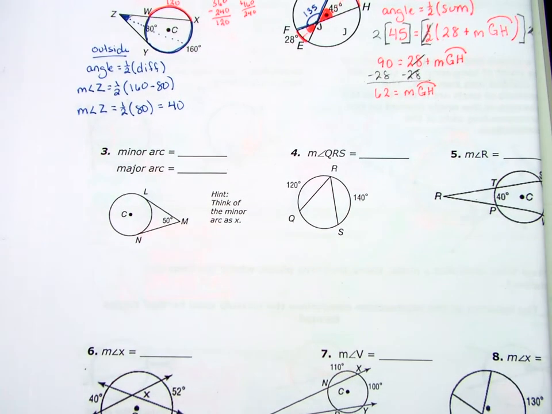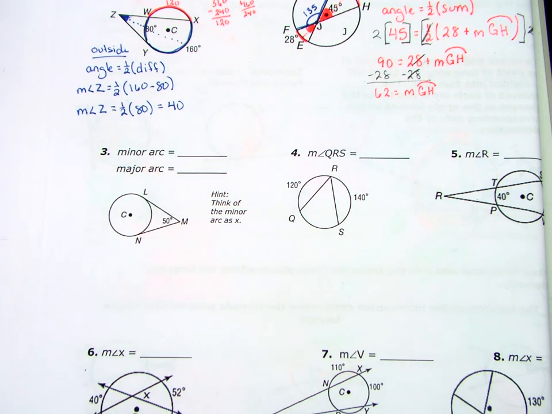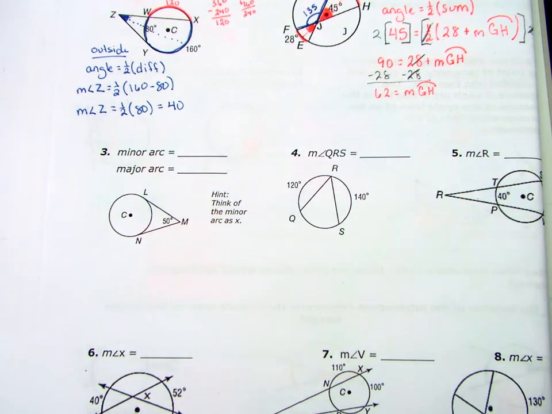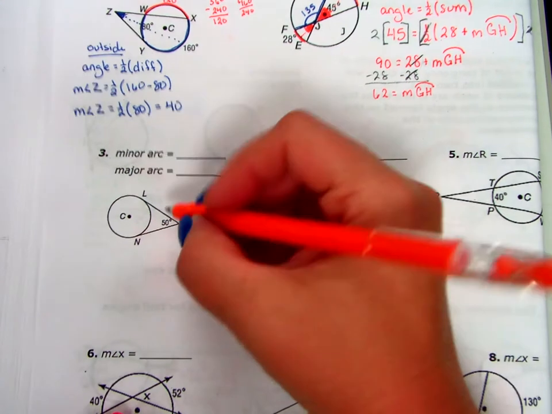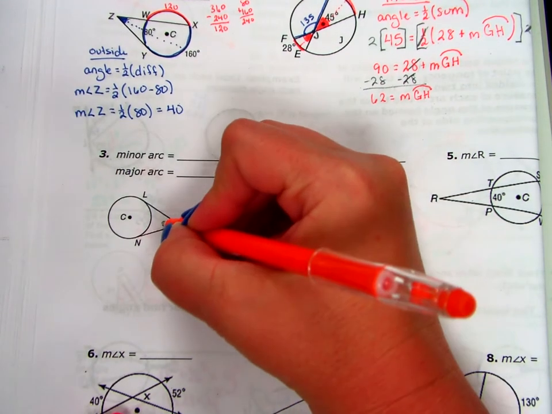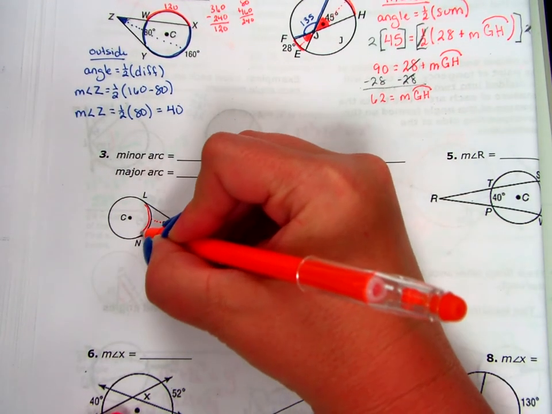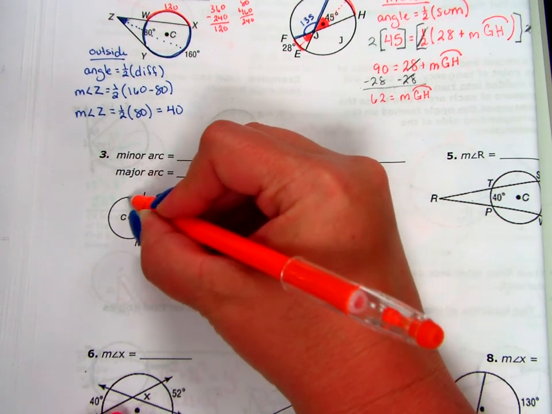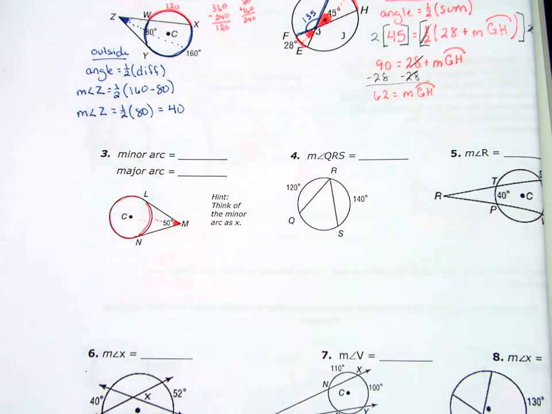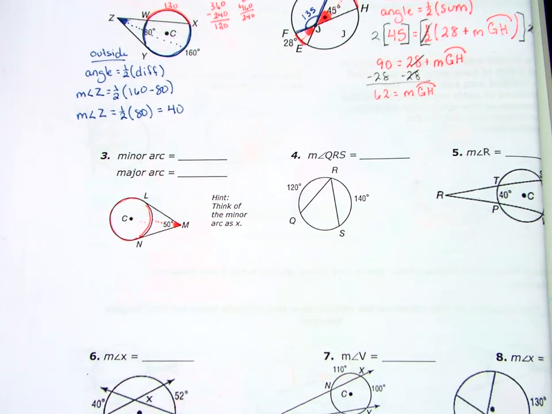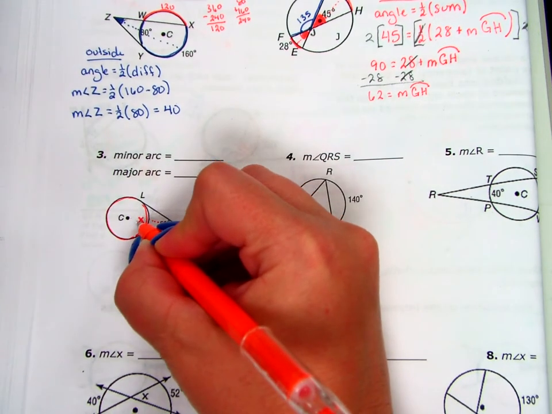Number 3. It wants me to find the minor arc and the major arc that are formed by these two external tangents, or tangent segments. Okay? And then it also gives me a hint. It says to think of the minor arc as x. That's going to be really helpful. Anytime you have this and you don't know any of the measurements on the circle and the two arcs that are being intercepted, so right, if I go like this and I go out, I intercept this arc, and then as I keep going out, I intercept the rest of the circle. So the whole circle is really intercepted. Always call the inside arc x.